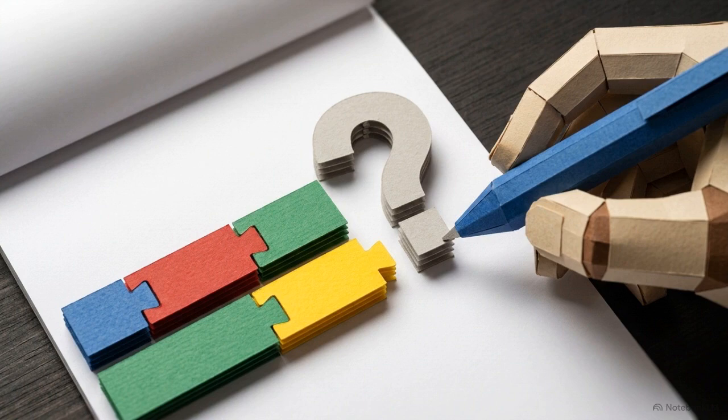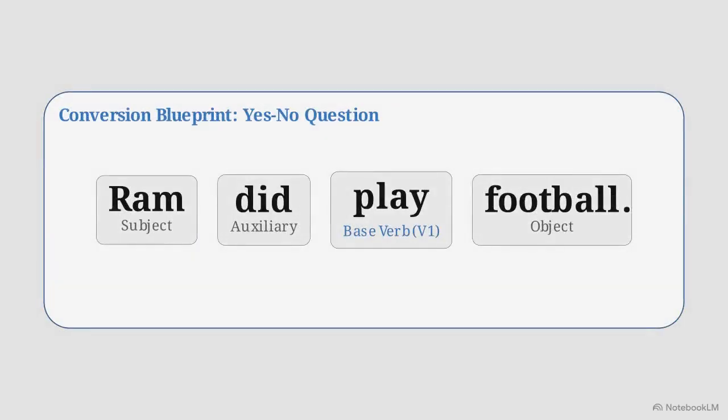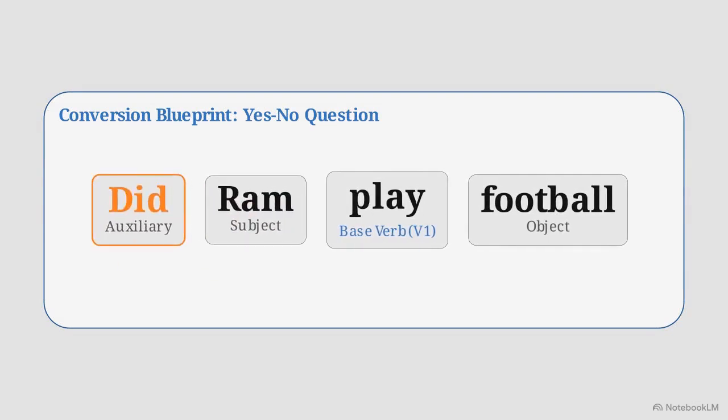Our second conversion is a yes-no question. We are going to use that exact same helper word, did, but change its position. Watch how the structure shifts in this diagram. We take did and physically move it to the very front of the sentence. Then we add a question mark at the end to get, did Ram play football?